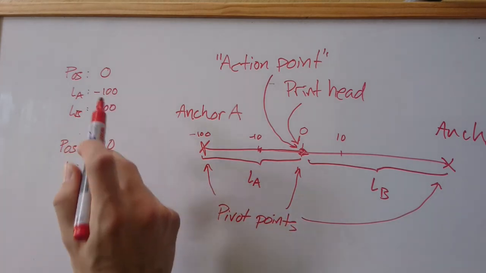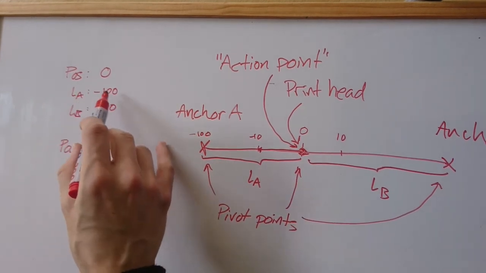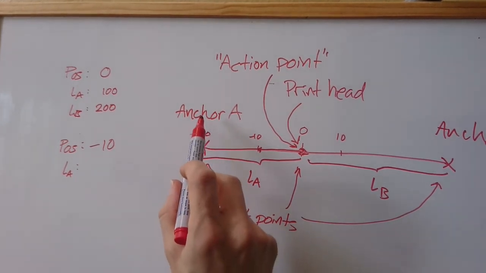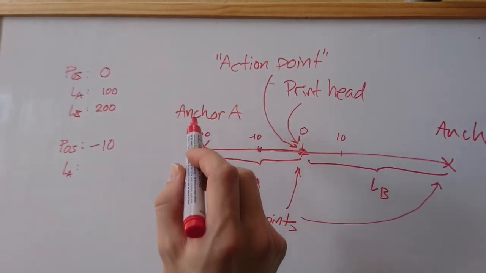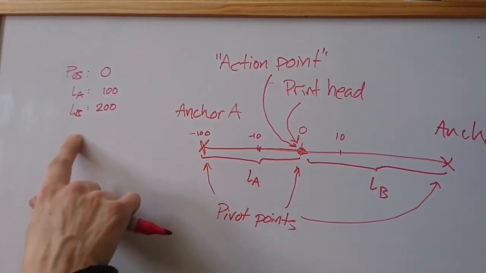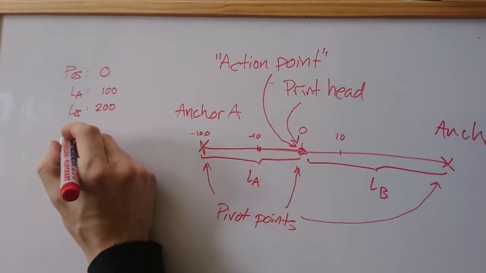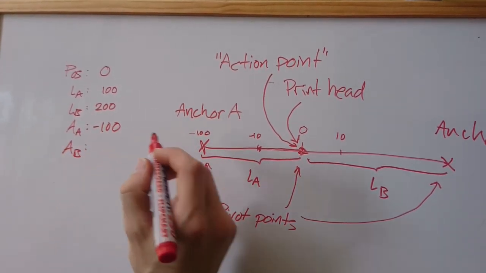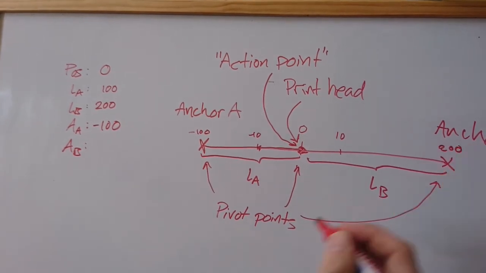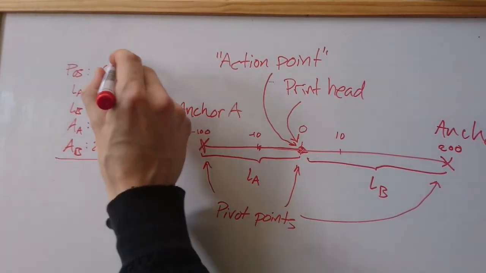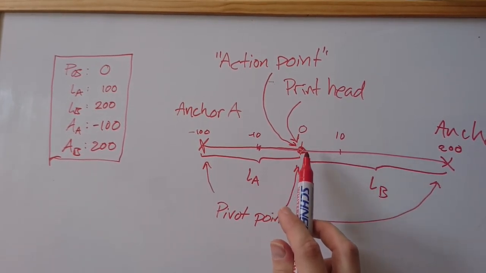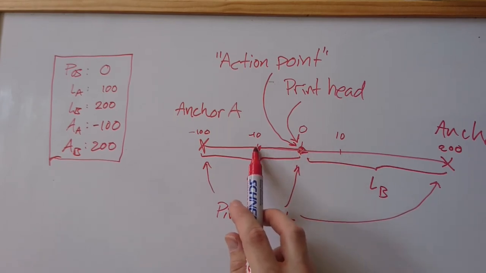needs to be 90. Here I actually made a mistake. The line length is always a positive number. But the position of anchor A is not always a positive number. Doing this real quick was hard. I should say anchor A is minus 100, anchor B is, we said 200. And now these are all the numbers we need to know about that position, but the printer wants to move to a new position now. It wants to move to position minus 10.